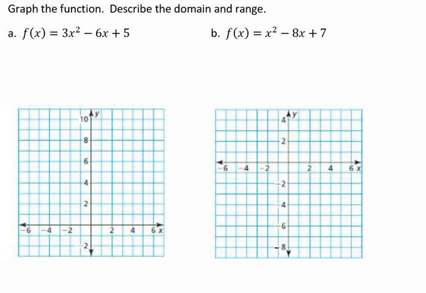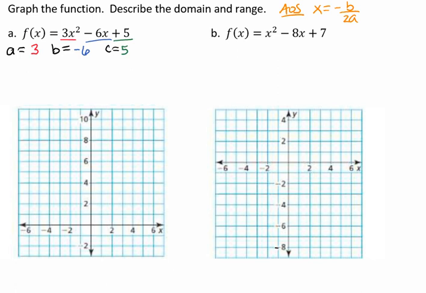Now we're going to need our axis of symmetry equation to do this, and remember that that is x equals negative b over 2a. We're going to begin by first finding our a, b, and c values. We have an a value of 3, a b value of negative 6, and a c value of 5.